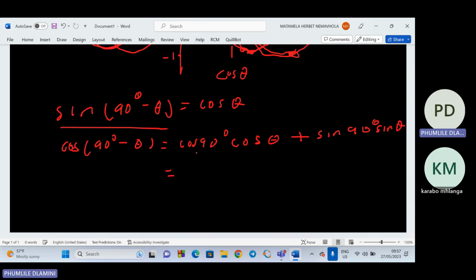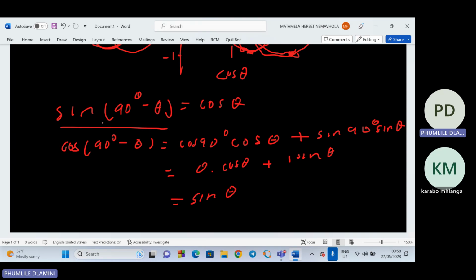So you can even use a calculator. What is cos 90? Cos 90 is 0, times cos theta. And what is sine 90? If you use a calculator, you're going to find that it is 1, times sine theta. So now you can see that cos 90 minus theta equals sine of theta.